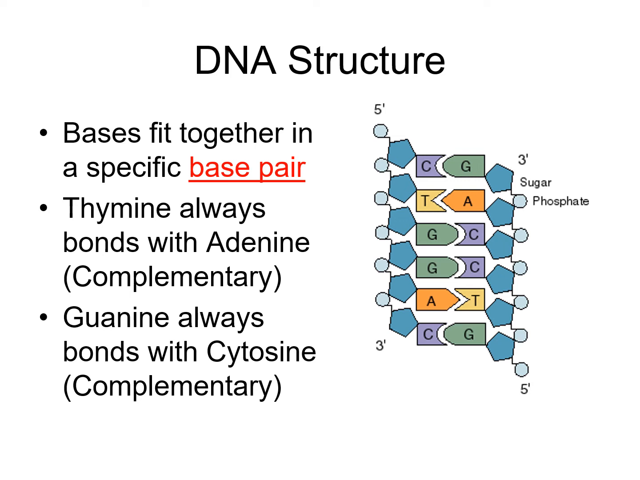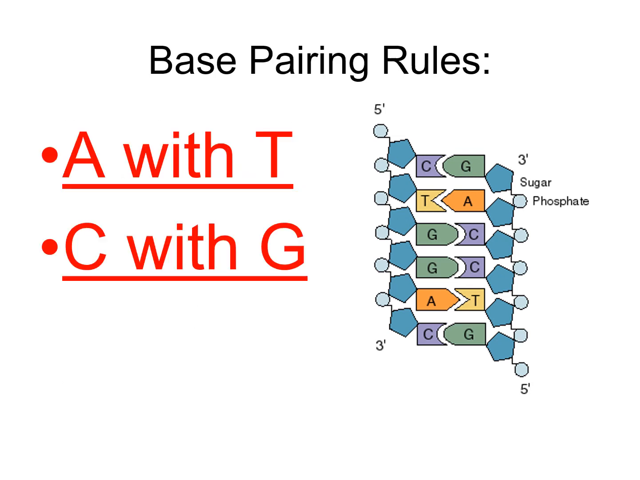So as you can see in this picture, they're like pieces of a puzzle. C's and G's will fit together, and T's and A's will fit together. And that's what we mean when we say that it's complementary. So anytime you have a C on one side, you're going to have a G on the other side. If you have a T on one side, you're going to have an A on the other side. And again, this is what we call base pairing rules. A's always go with T's, C's always go with G's.